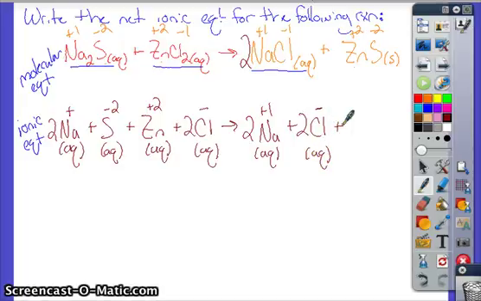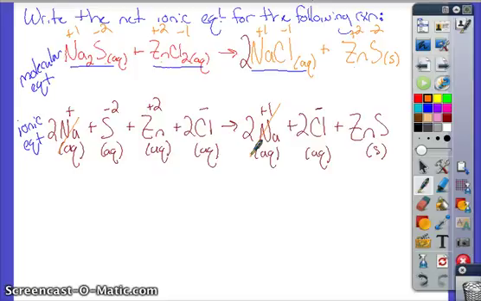And since zinc sulfide is a solid, it does not split up into its individual ions. It stays as a solid, so we write it as zinc sulfide. We've now identified our ionic equation. What you want to do is identify species that are in the same state on both sides. Sodium is aqueous on both sides, so it cancels out.